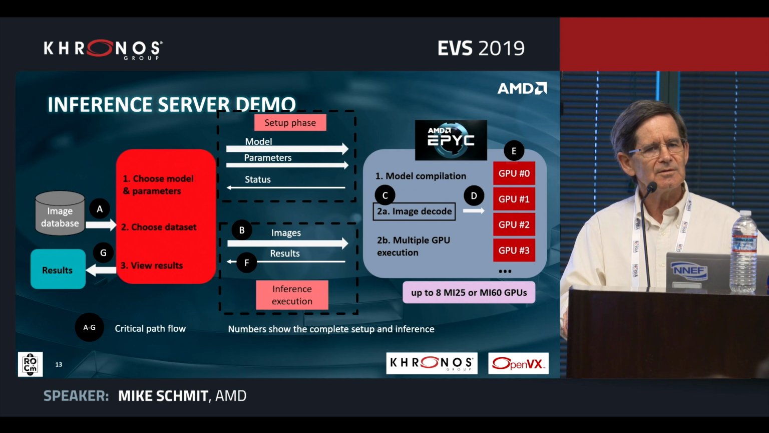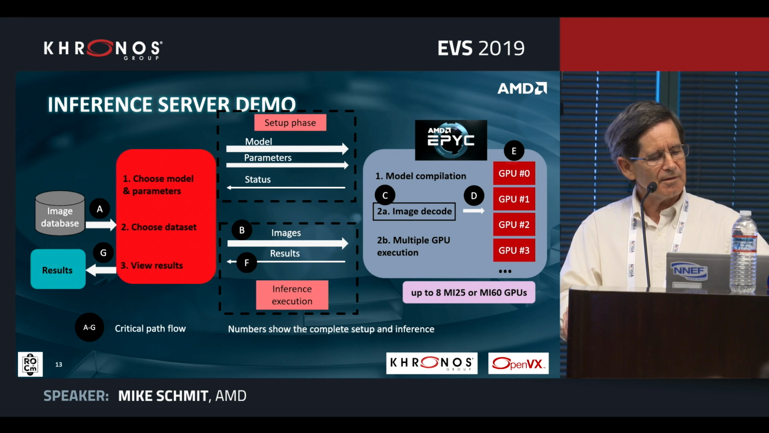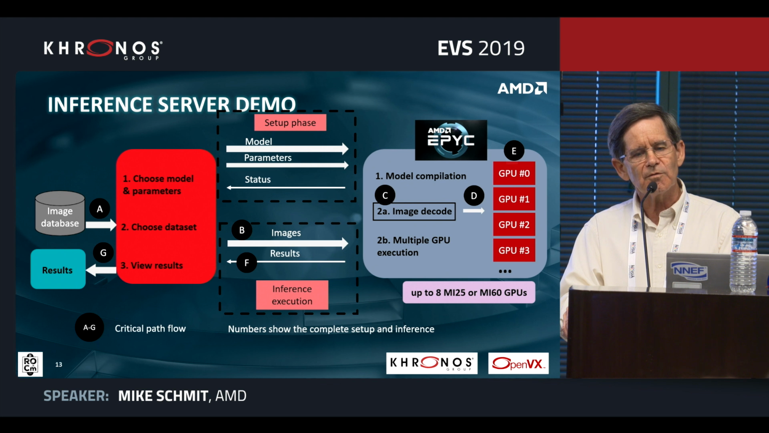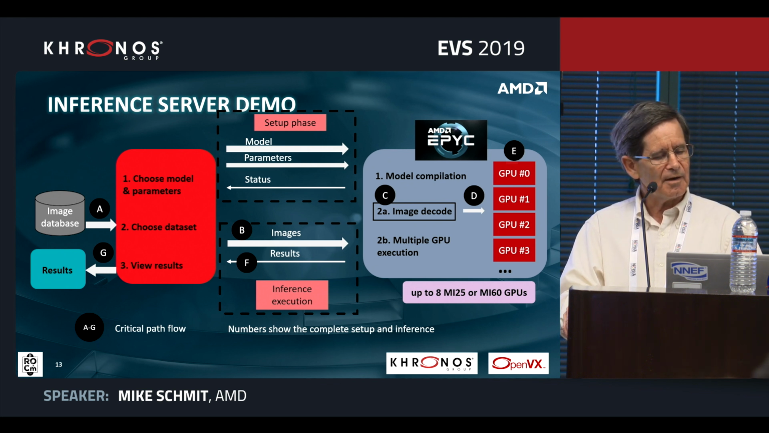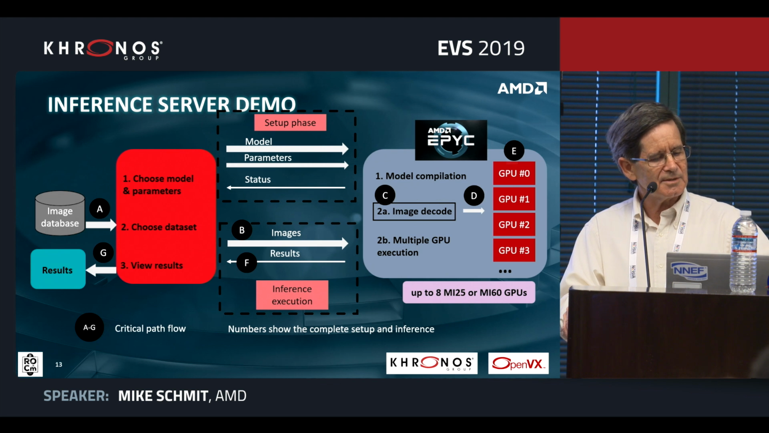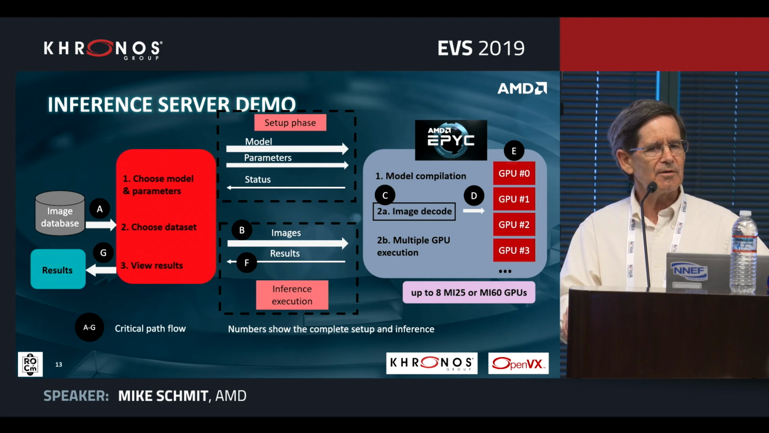And then the client sends images, starting with the label A, to the server. The server then does a decode of the image, and then it sends it into a GPU on the server. That's D and E on the list. It then runs the network on the GPU, gets the result, and sends it back to the client where it accumulates the results and keeps some statistics.